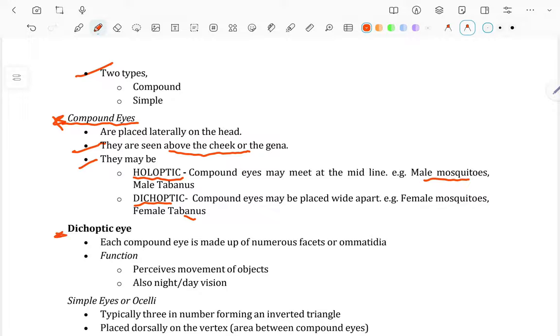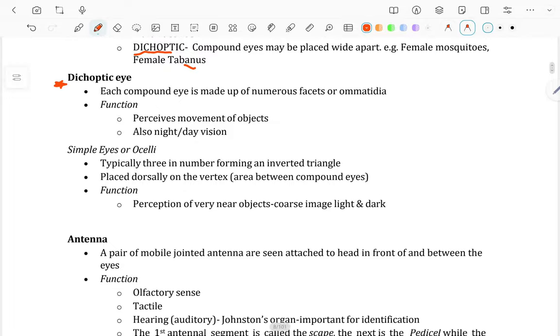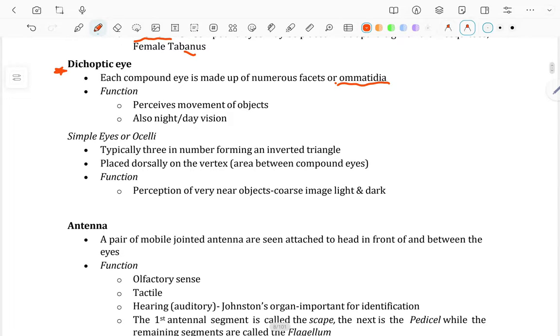Each compound eye is made up of numerous facets or ommatidia. Function: perceive movement of objects, also night or day vision. Simple eye or ocelli, typically three in number, forming an inverted triangle, placed dorsally on the vertex area between the compound eyes. Function: perception of very near objects, and of light or dark.